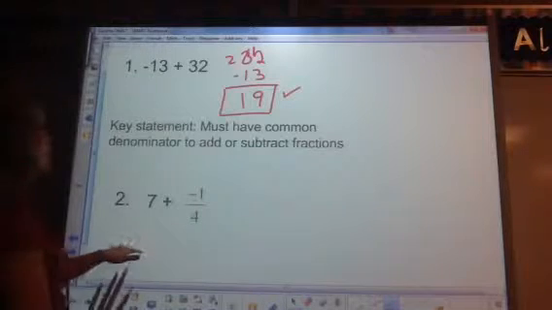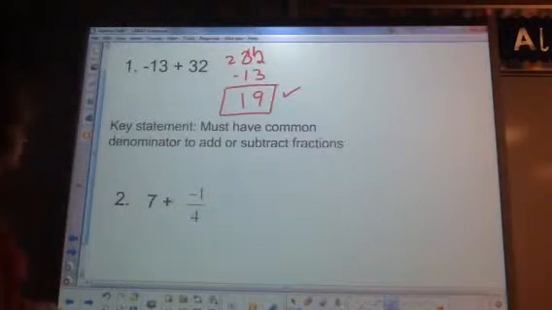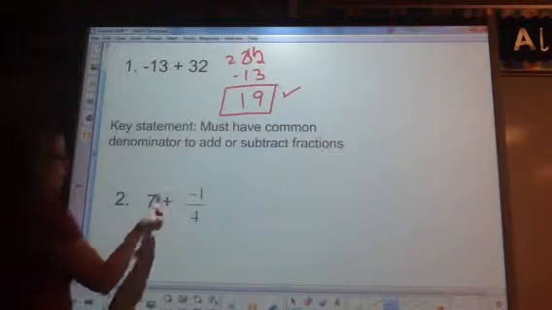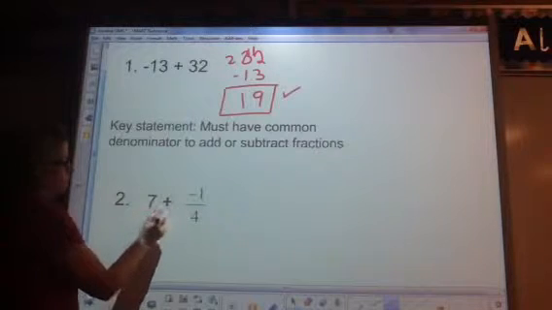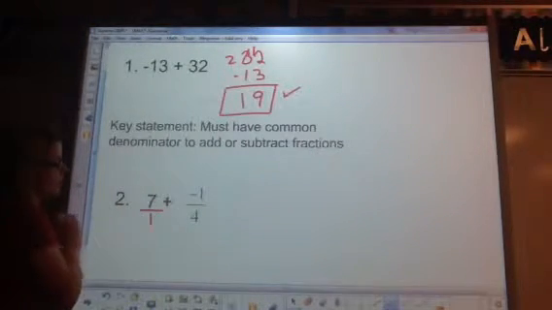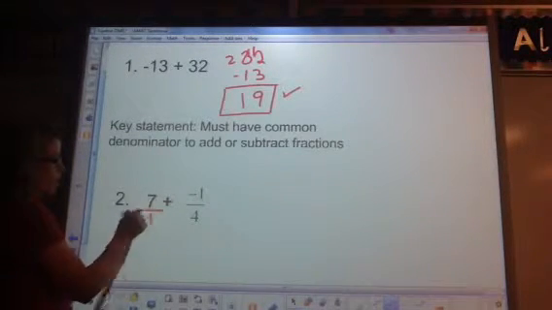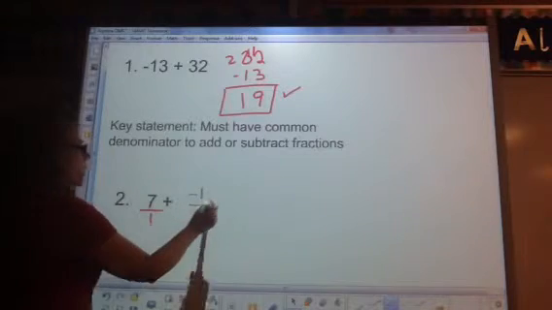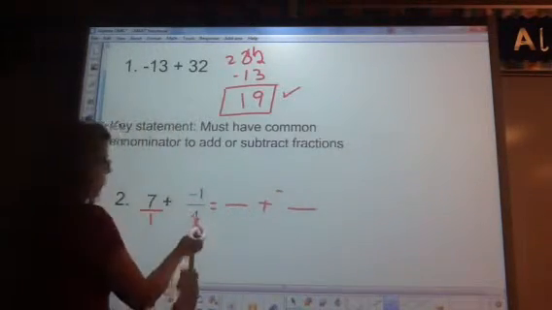Okay, on number 2, you must have a common denominator when you add or subtract fractions, okay? So, 7 is a whole number. What do we do when it's a whole number? We need it to be a fraction. Put it over 1. Because this, 7 over 1, is equivalent to 7. You did not change the value of that whole number 7 by putting it over 1. Okay, so we need a common denominator. So we're going to use 4.